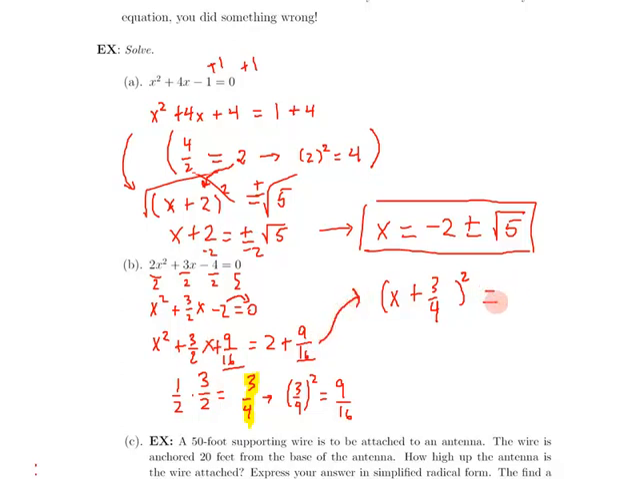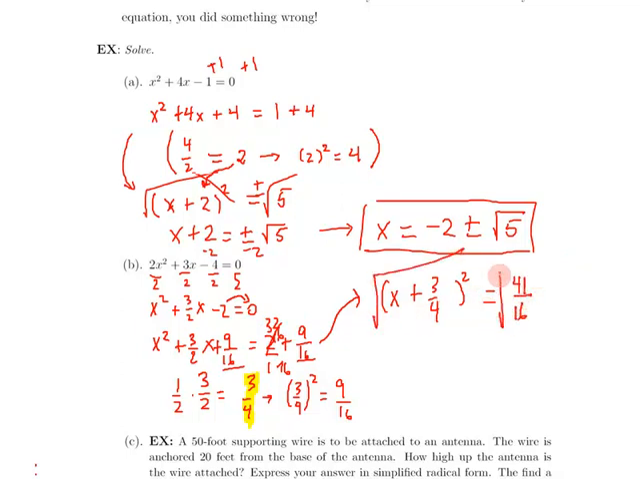And now for the right-hand side, I need to combine 2 plus 9/16. So finding a common denominator means I'm going to multiply by 16 over 16, or 32 plus 9 gives me 41 over 16.